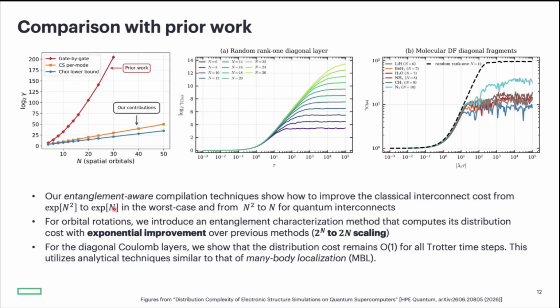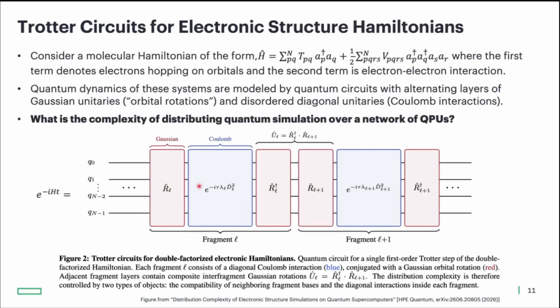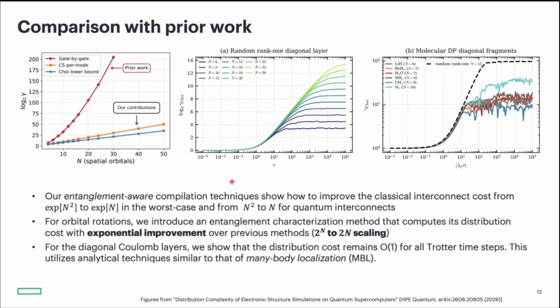The second thing we noticed is going back here where you have the Gaussian layers and then the Coulomb layers. For the Coulomb layers, what you notice is that if you start to look at how entanglement in the Coulomb layers is, these things naturally have disorder in them. And so when you try to cut them, they kind of have a localization within each fragment. Each Coulomb layer kind of localizes itself. And what ends up happening is that the cost of cutting them is kind of order 1 for all relevant timescales.